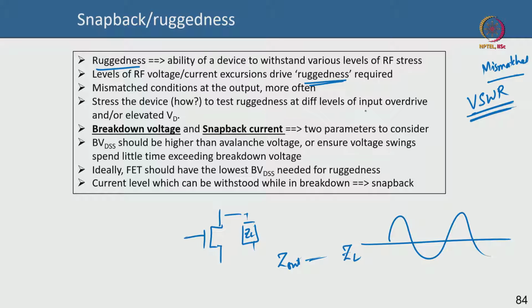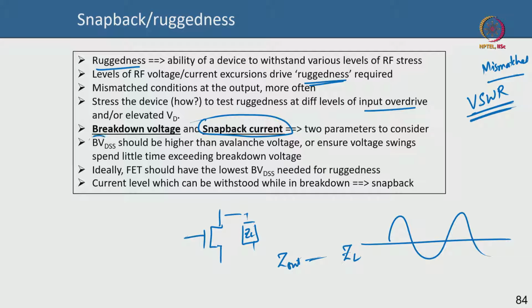Okay, and of course you will have different levels of drain voltage, you can have different levels of overdrive, etc. That's about ruggedness. Snapback is a little different concept. Snapback happens typically in silicon devices such as LDMOS. It's unusual or uncommon in GaN devices as much, because in silicon devices you have a parasitic BJT that forms actually. I'll come to that.